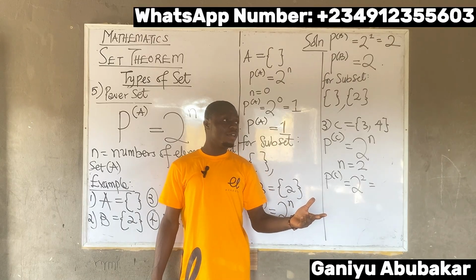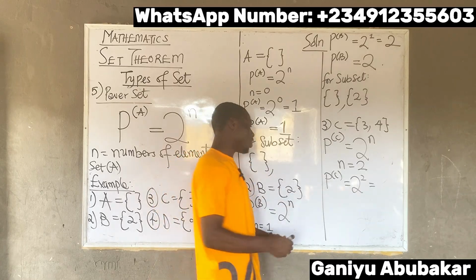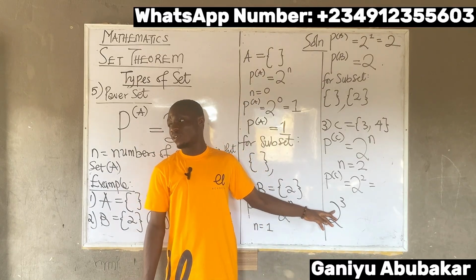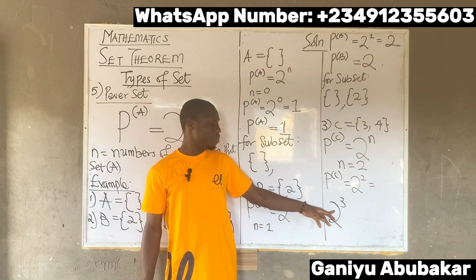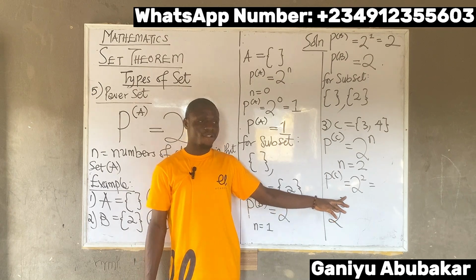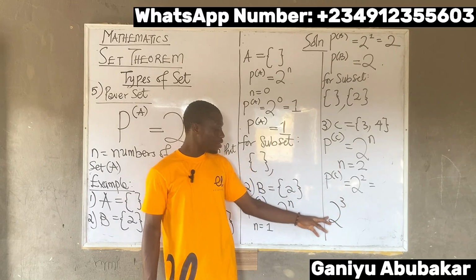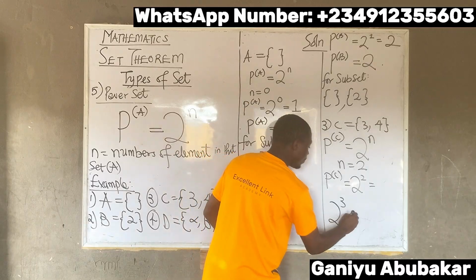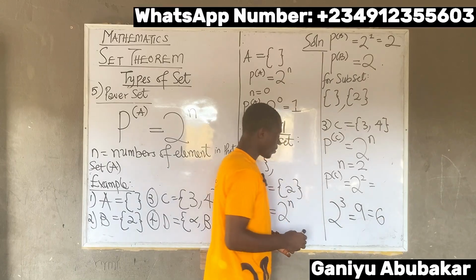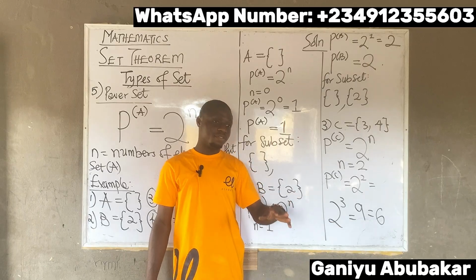How? Okay. What of 2 to the power 3? What of this one? 9. Okay. 6. Okay. Somebody said here is 9. Somebody said here is what? 6, abi? Wow. Now listen.